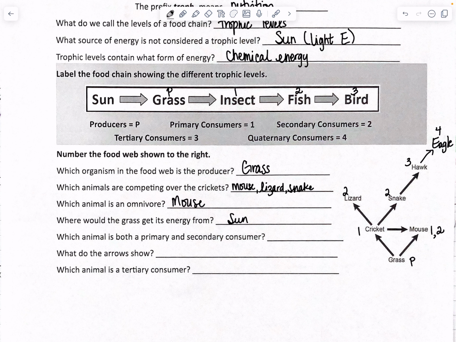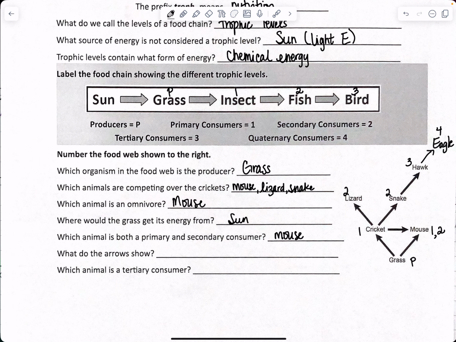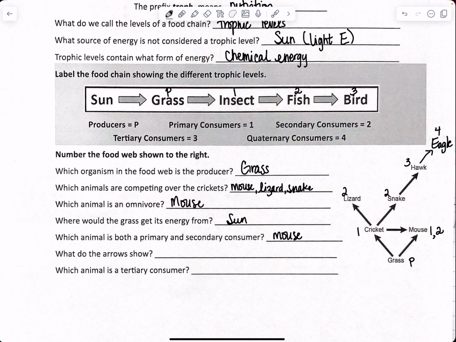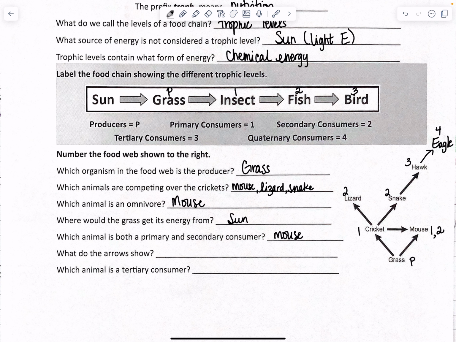Which animal is both a primary and secondary consumer? Again, that's my mouse because it has a 1 and a 2 on it. It's eating the grass, which makes it a primary consumer, but it also eats the cricket, which makes it a secondary consumer. Okay, what do the arrows show? Remember, the arrows show the flow of energy.